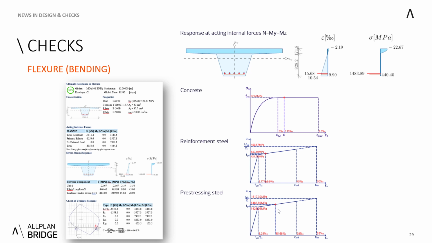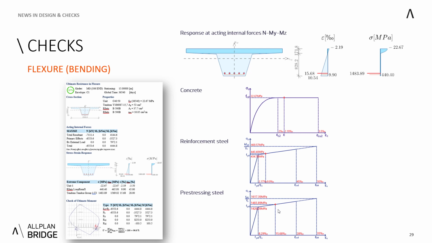So the first design situation is the flexure, or say bending. The flexure capacity snippet on the left side has several parts, and the first part that I want to explain is the stress-strain response of the section for acting internal forces N, My, Mz. And as you can see at the top, this is the direct response, or the strain and stress distribution and the depth of the neutral axis for the internal forces that you applied.